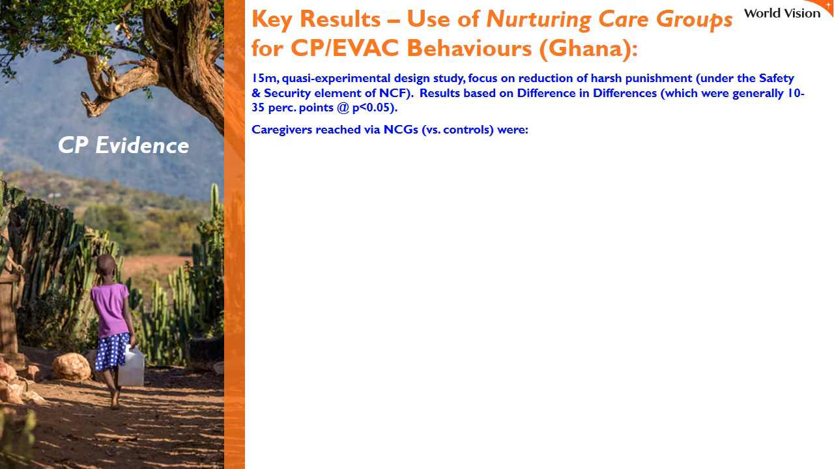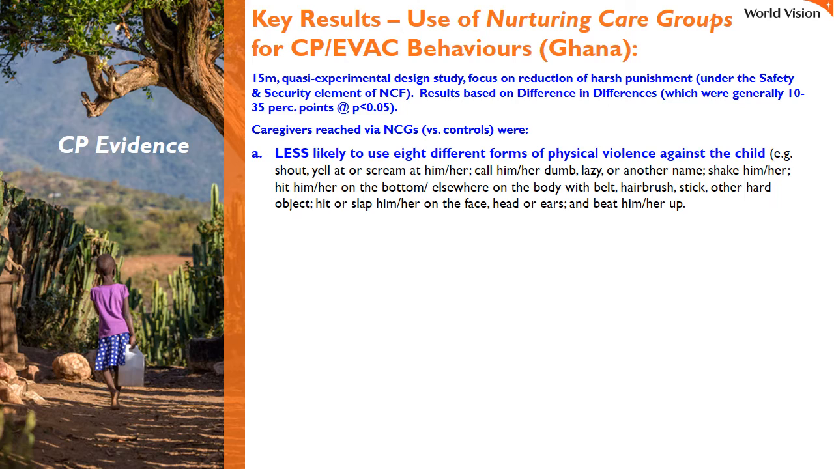So we also have evidence now that this project model works for child protection. These are behavior change results in Ghana, where nurturing care groups were used to promote both WASH and child protection behaviors over about 15 months. And note that we had a control group in this project, which donors love to see, and we were able to show better behavior adoption in the caregivers reached with the nurturing care groups than those in the control group by about 10 to 35 percentage points.